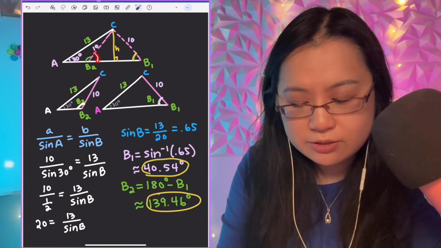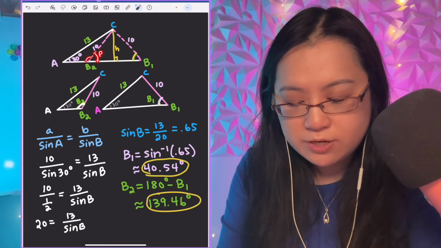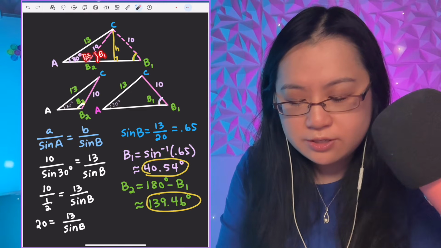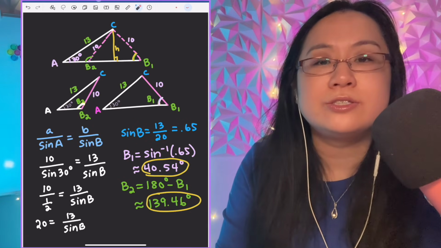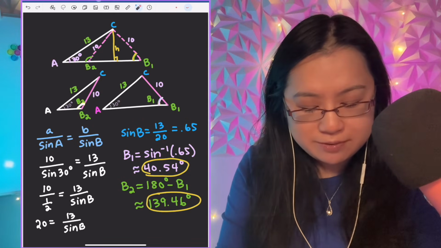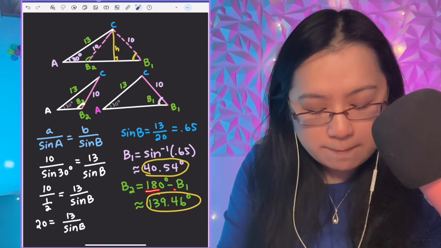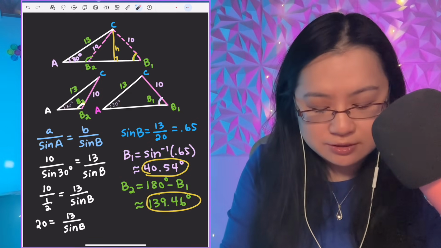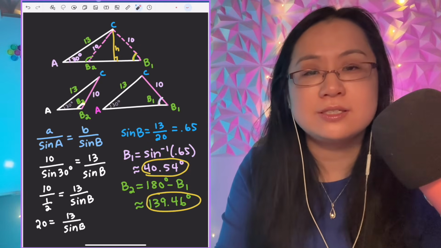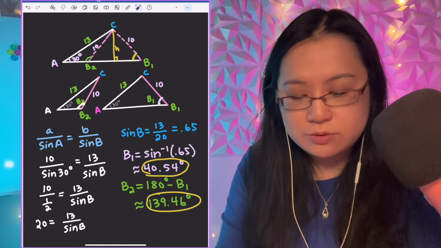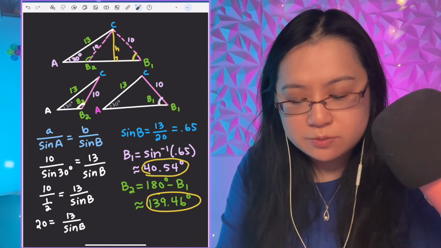So this plus this, so B1 plus B2 is equal to 180. So in other words, they are supplementary. So that's how I got 180 minus B1 is 139.46. That's going to be B2. So just visually here, that's what's going on.